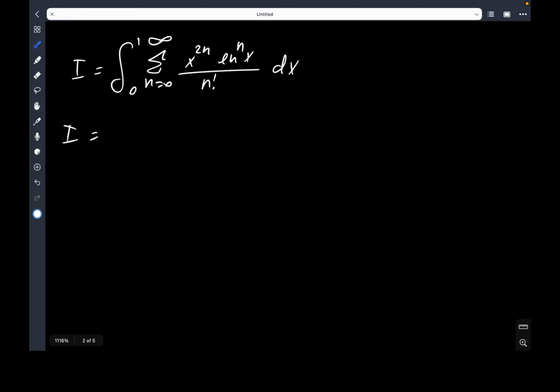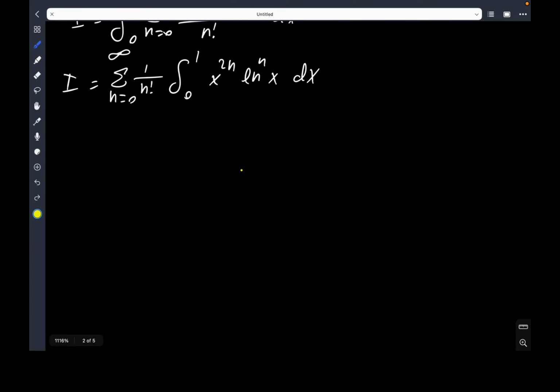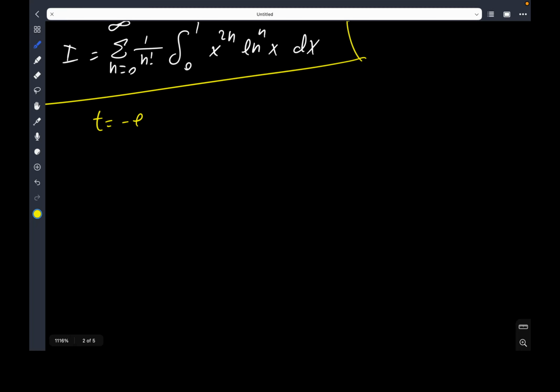I can move this n factorial out because it is constant with respect to this integration. It's 1 over n factorial, the integral from 0 to 1 of x to the 2n ln to the power of n x dx. Now I can use a variable substitution. I'm going to let t be equal to negative ln x. Therefore, ln x is going to be negative t, and x is going to be e to the negative t. If I differentiate both sides, I get dx equals negative e to the negative t dt.